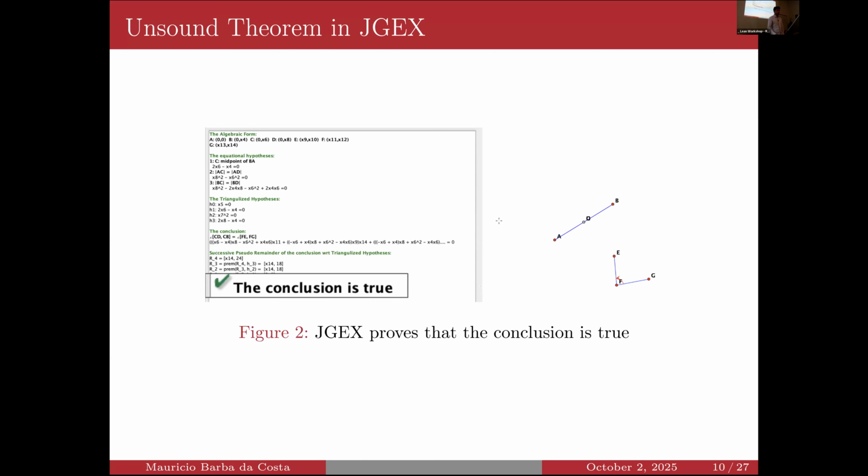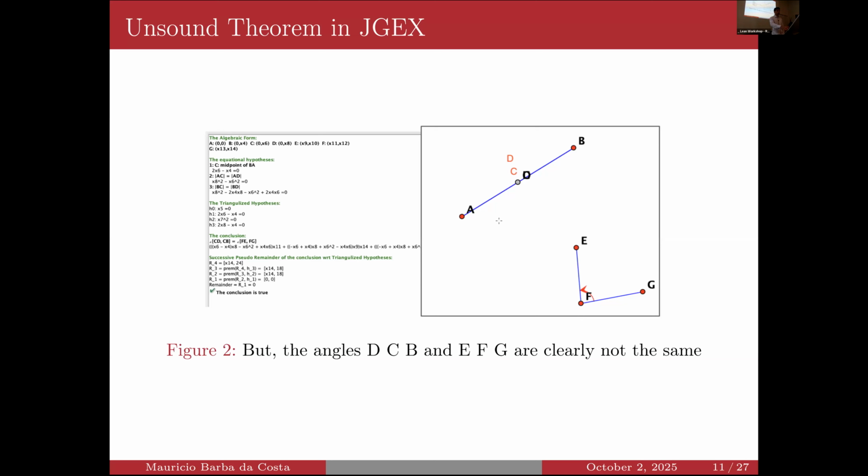Okay, JGEX concludes that the theorem is true, but it's actually obviously not true, right? Because we have these 2 points that are overlapping, C and D. And so DCB is this degenerate angle, and JGEX is telling us that it's equal to EFG, which is not true, right? So there's a problem here with how the predicate that gives you equality of angles is defined, and in particular, it's not transitive. So that's why you get things like this.